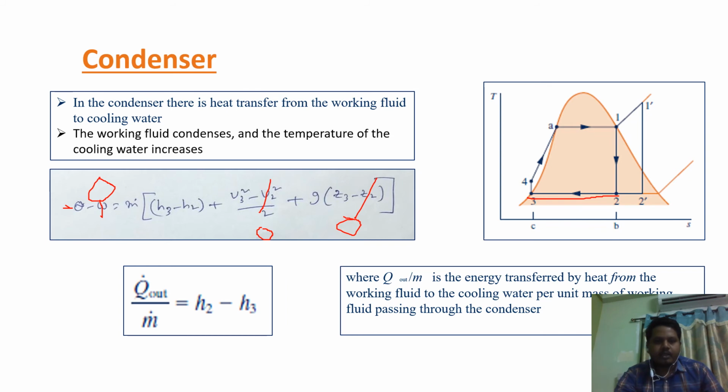Here Q out divided by m dot is the heat from the working fluid to the cooling water per unit mass.